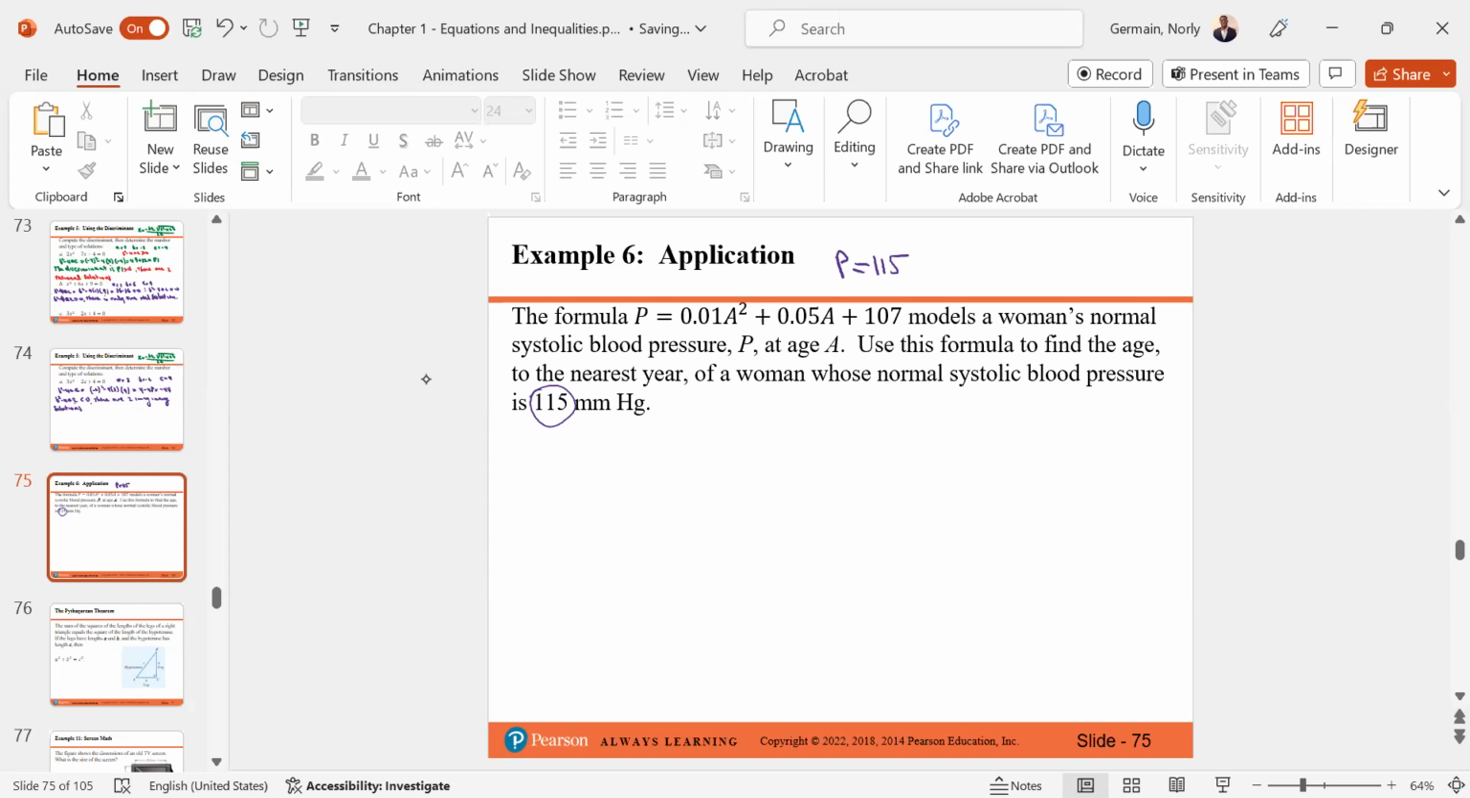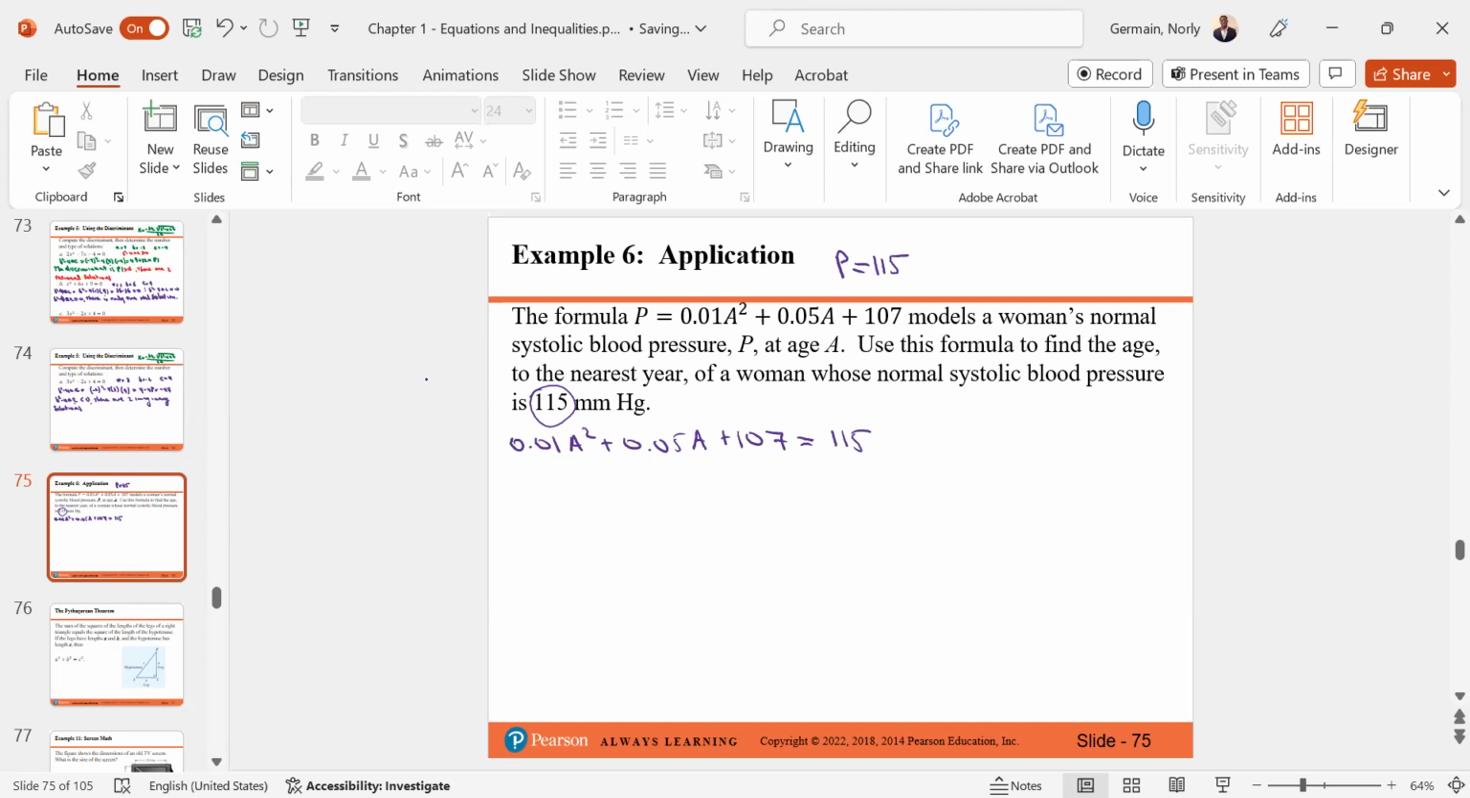Now let's see. If we know P, then they ask you to find A. And we know A cannot be negative anyway, because it's the age of someone. If that person exists, then the age must be positive. So if you do 0.01 a squared plus 0.05 a plus 107 equal P, 115, right? We're gonna do it with 115 that way.